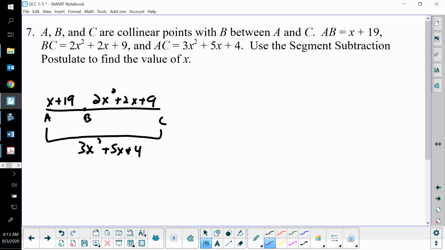Now notice, they tell us they want us to use segment subtraction postulate. The logical way to do this would be to use segment addition, add the two small parts to equal the big, but they want us to do segment subtraction. So let's start with the whole. So 3x squared plus 5x plus 4 minus. Subtract off whichever one's easier. Let's do the x plus 19. We've got to make sure to put it in parentheses so we subtract the whole thing. And then it equals our other small part.